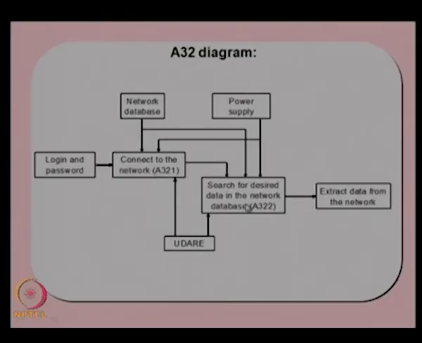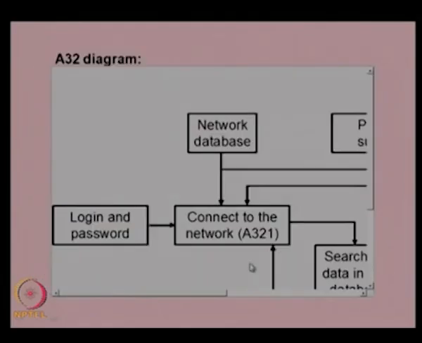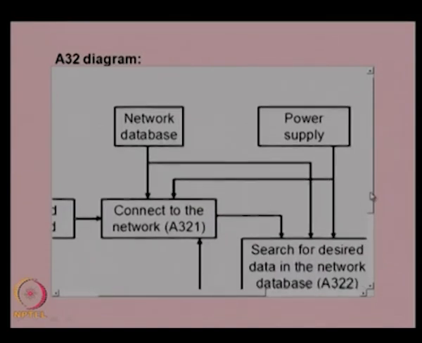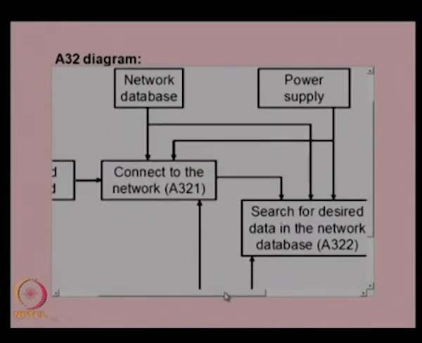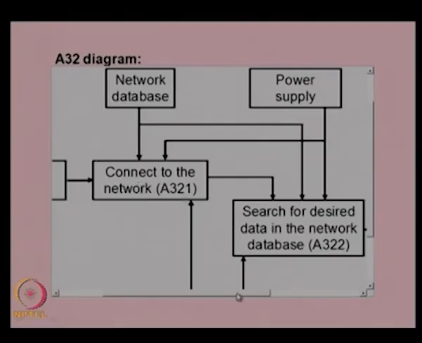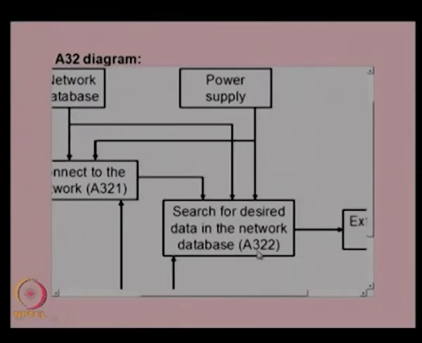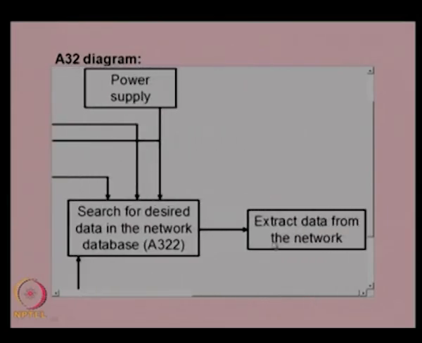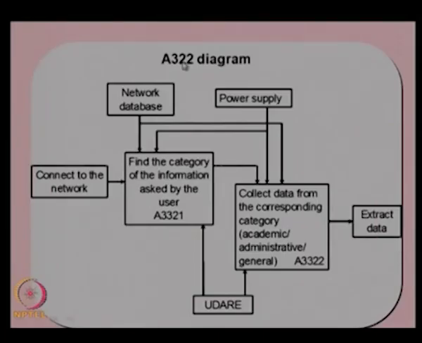Now, if you want to decompose this further, we can actually decompose this into the next level. So, A321 or A322 can be decomposed into a level 3 diagram, and this actually shows the detailed explanation of the previous one, the A32 diagram. So, connect to the network is A321 and search for desired data in the network is A322, and the output is extract data from the network. So, we will go to the next level of decomposition where A322 is decomposed into its sub functions. That is known as the A322 diagram, and this is a level 3 diagram, and in this case the A322 function is decomposed into A3221 and A3222.